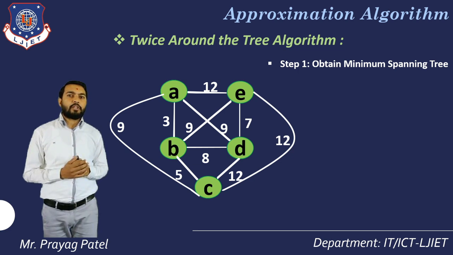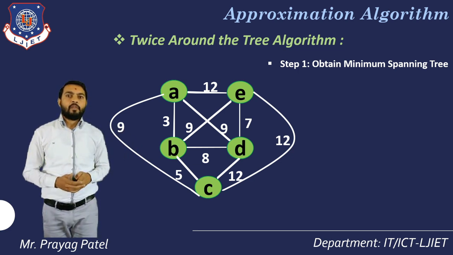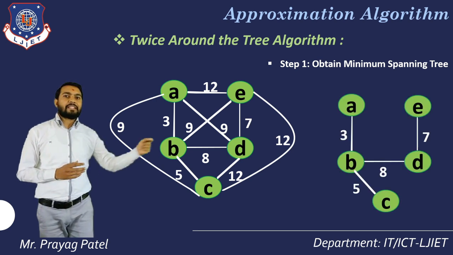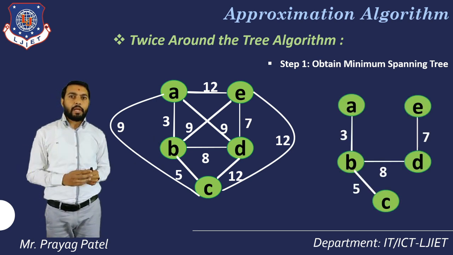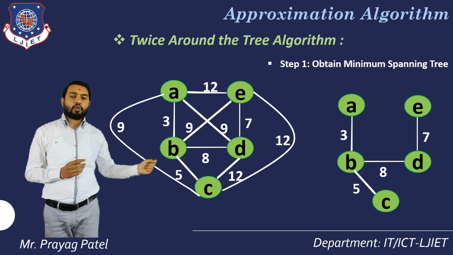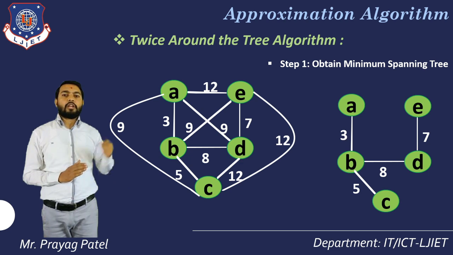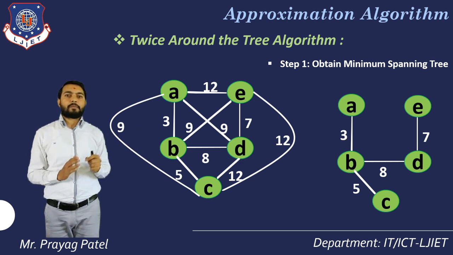The first step of this algorithm is to obtain the minimum spanning tree for this given graph. In this graph, the minimum spanning tree is like this: A to B, B to C, then B to D, then D to E. Distances are also given. So this is called the minimum spanning tree. We can use Prim's algorithm or Kruskal's algorithm for finding the minimum spanning tree.